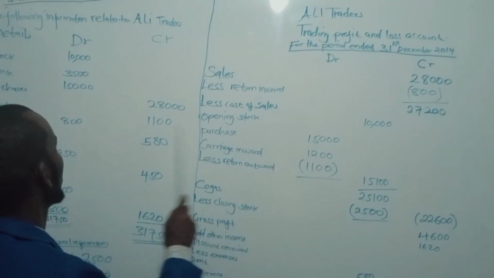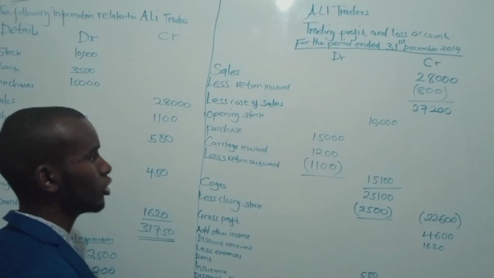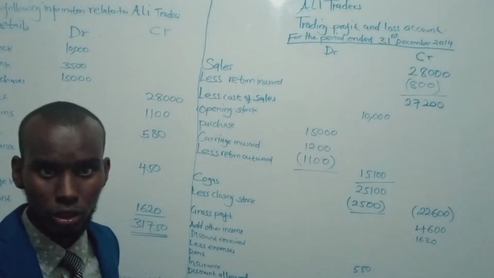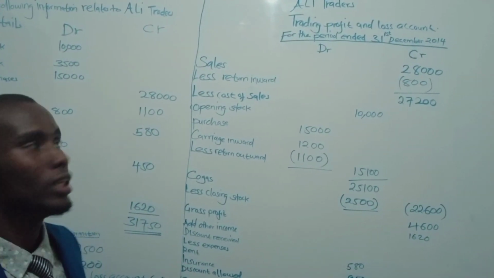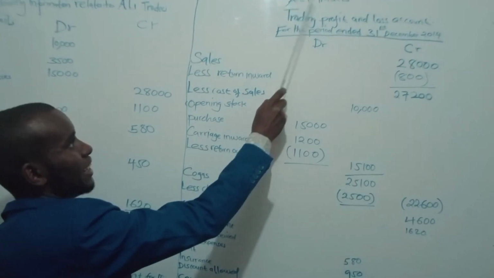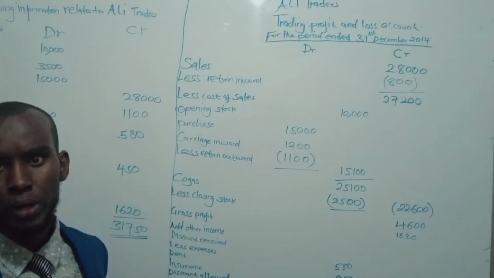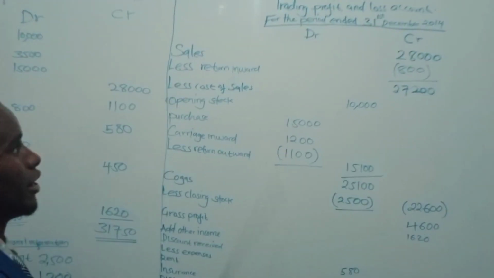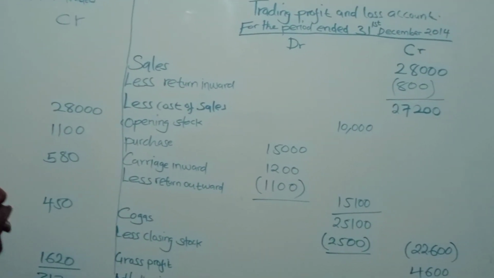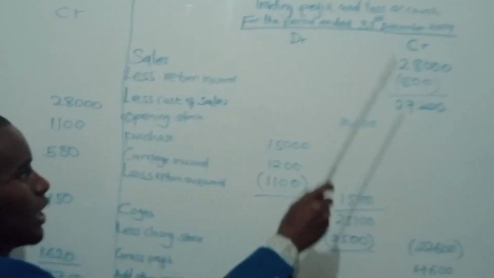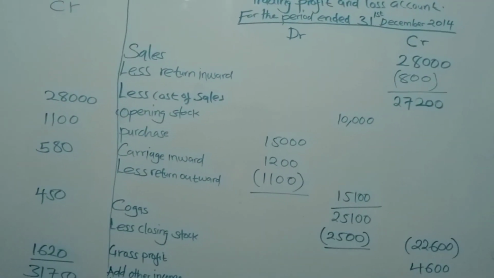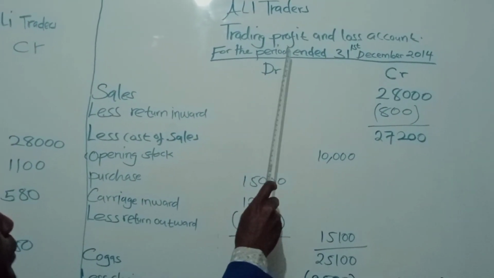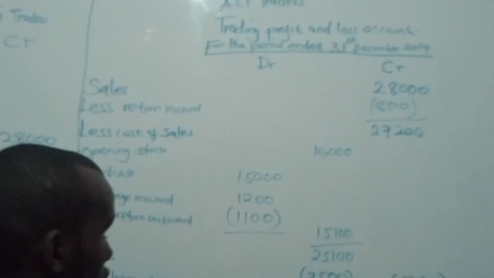This question I have already solved here on the board, so we want to illustrate one by one. The first thing you need to do is start with the title. The title of the business is Early Traders. Then what do you want to prepare? You want to prepare the trading profit and loss account, then the date or the period, for the period ended 31st December 2014. So the title is Early Traders, Trading Profit and Loss Account for the period ended 31st December 2014.